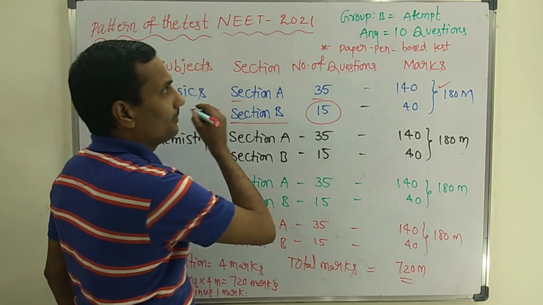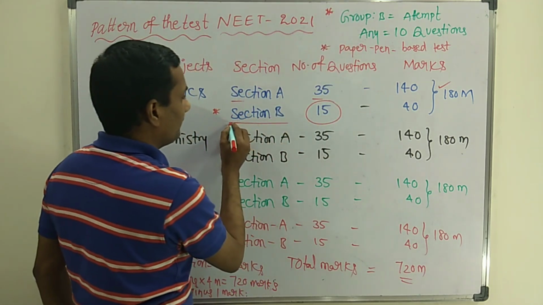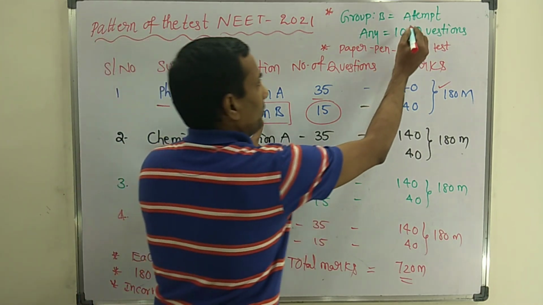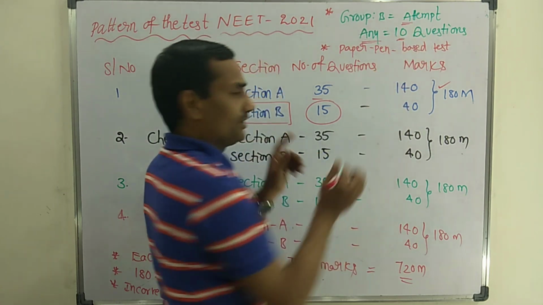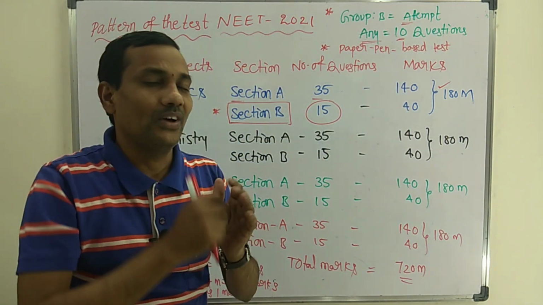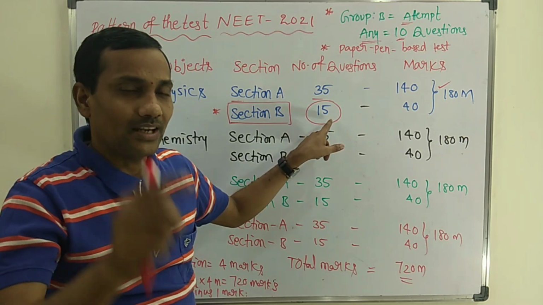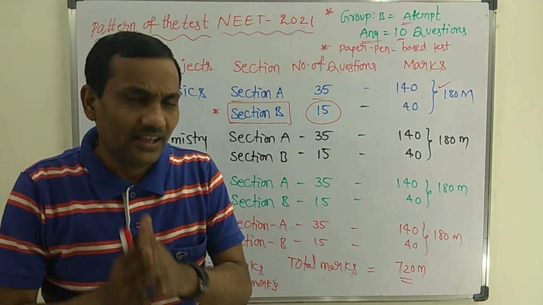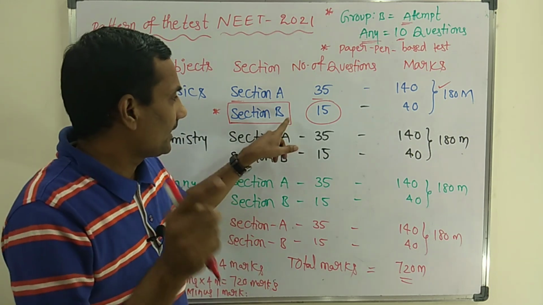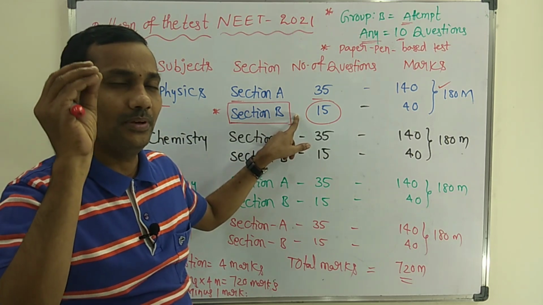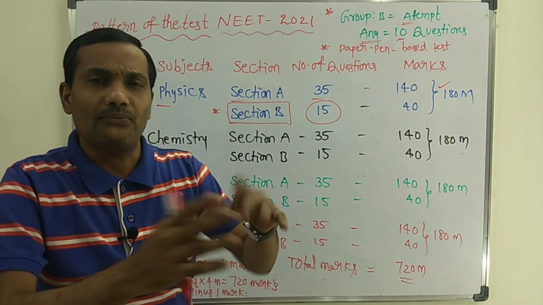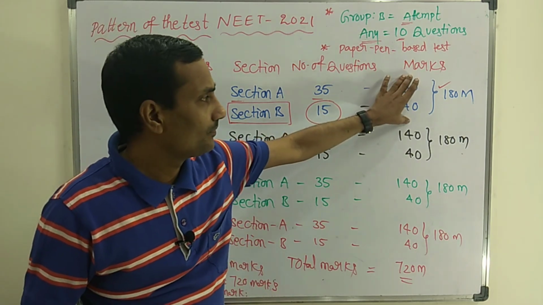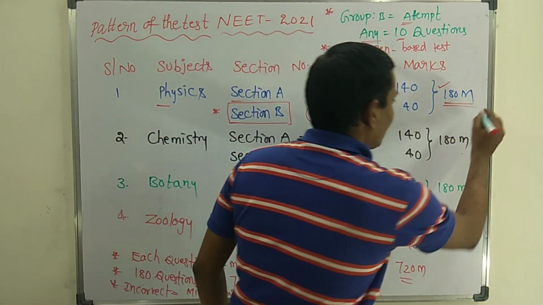Out of 15, especially I am talking about group B, nothing but section B. In section B you have to attempt any 10 questions out of 15. That is very important. If you attempt 10 questions, 10 into 4, 40 marks. Here what you can observe is that in section B there will be 5 choice questions. Out of 15 you attempt any 10 questions, so you will get 40. Total 180 marks for the physics subject.